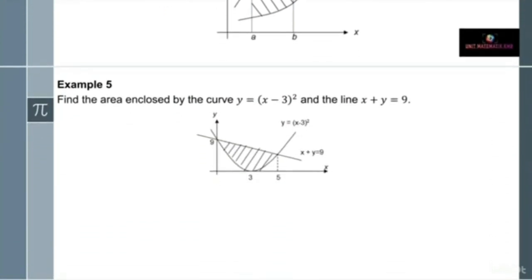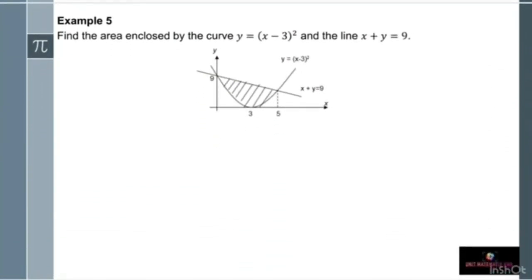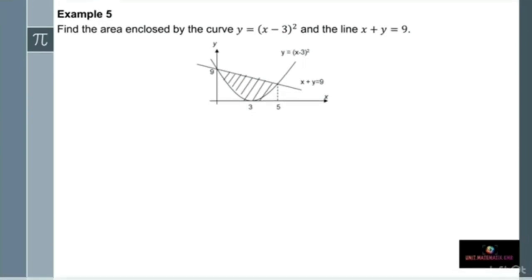So we have Example 5 here. Find the area enclosed by the curve y equals (x minus 3) squared and the line x plus y equals 9. We are given the region here. So what we have to find here is the area, so we have to take the integration from here to here, which is from 0 to 5.